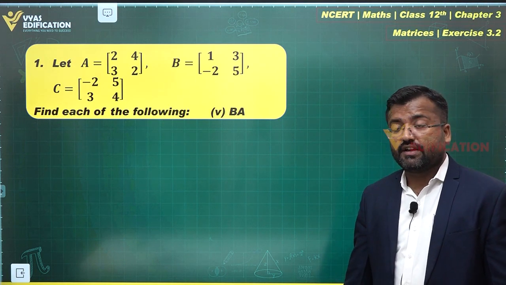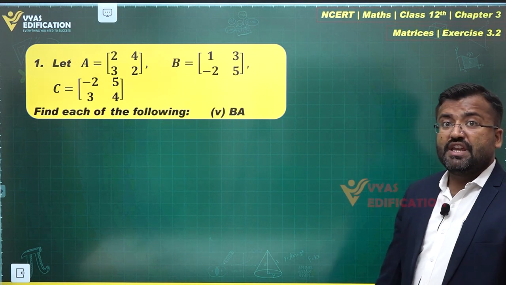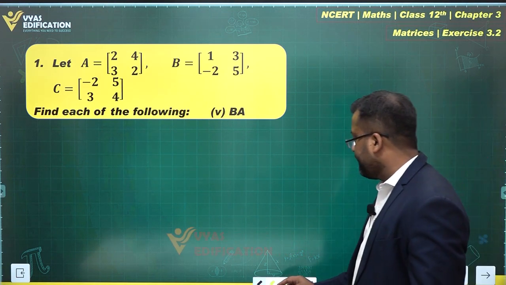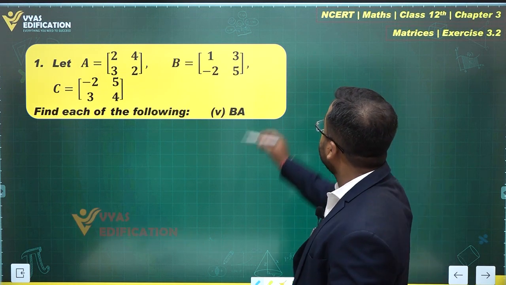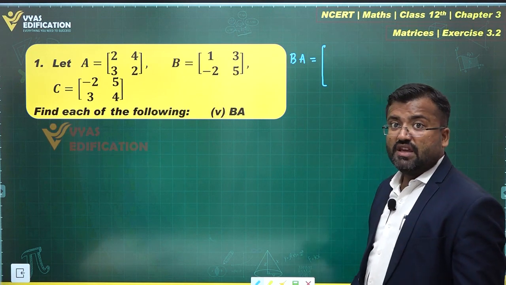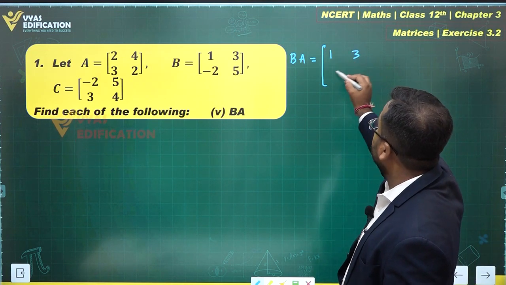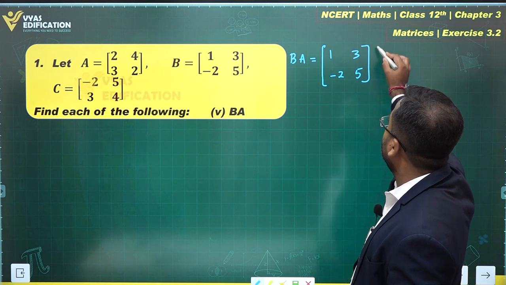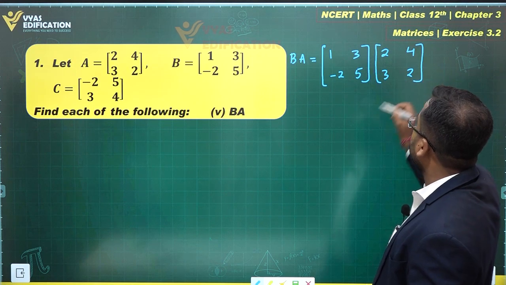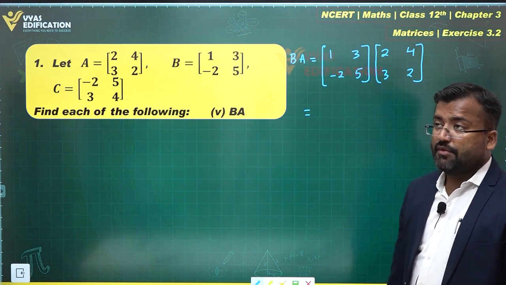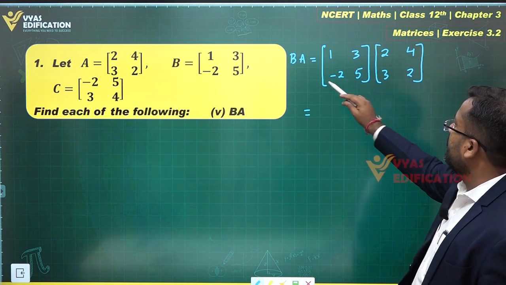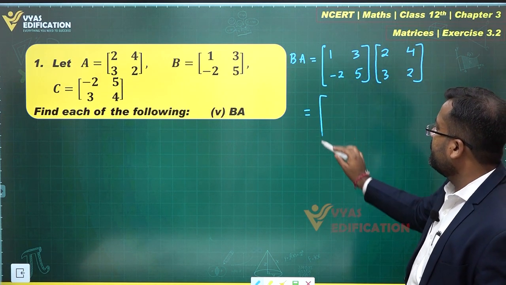Let's take a look at this over here. Fifth part, BA. How do we find BA? Process once again is very simple, very easy. Let's multiply B and A. This time B will come in the front. We have 1, 3, minus 2, 5 multiplied with 2, 4, 3, 2. The product can be obtained by multiplying this row with this column for the first element. First row, second column, second row, first column, and second row, second column. That's what you are supposed to do.